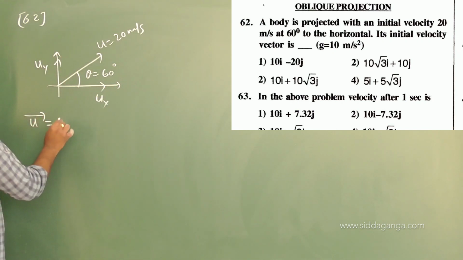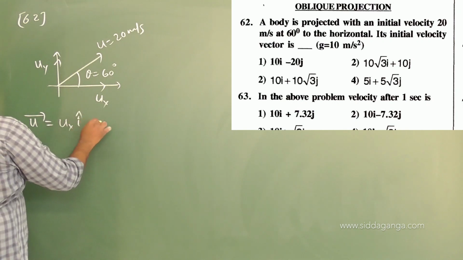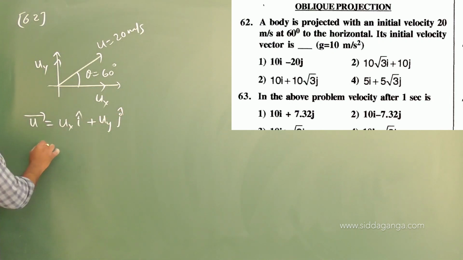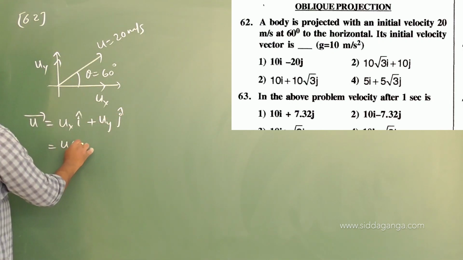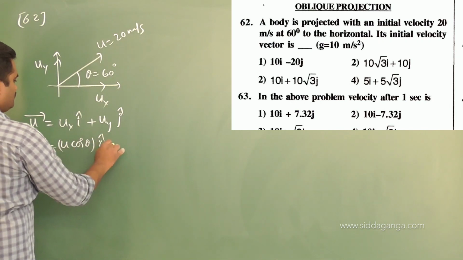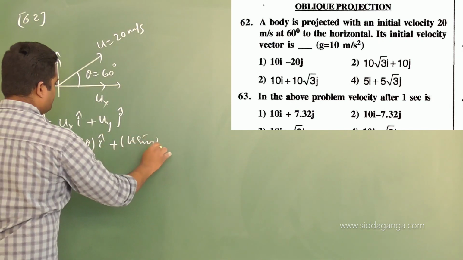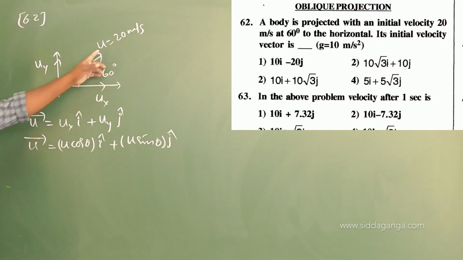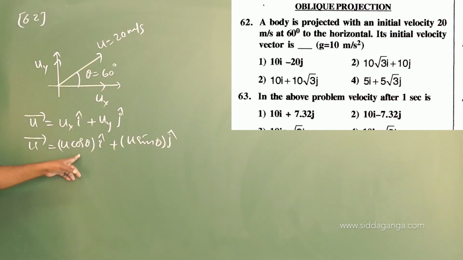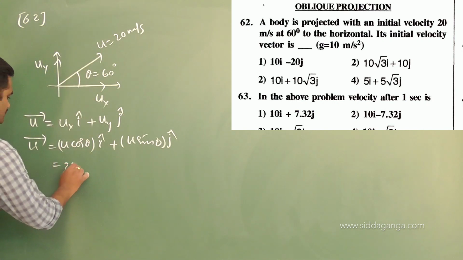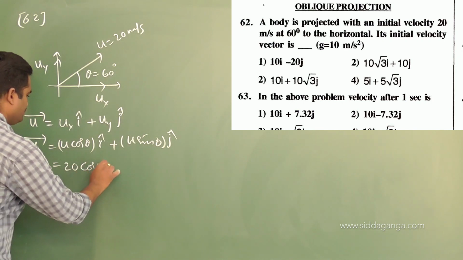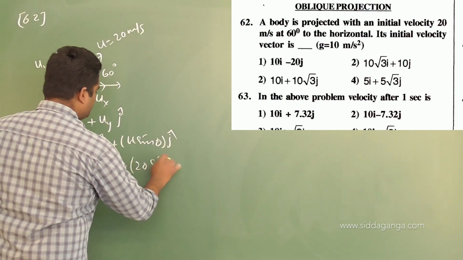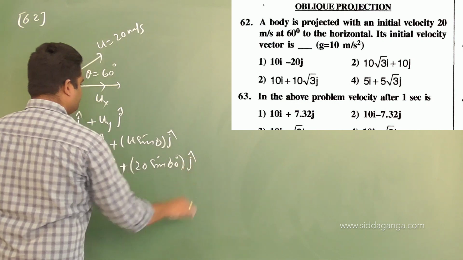What is the initial velocity vector? U bar equals ux i cap plus uy j cap. What is ux here? u cos theta into i cap. We have studied how to resolve, very basics. And uy is u sin theta into j cap. This is how we need to write the velocity. What is u? 20 into cos theta, cos 60 you have to take. This is 20 into cos 60 into i cap plus 20 into sin 60 into j cap.